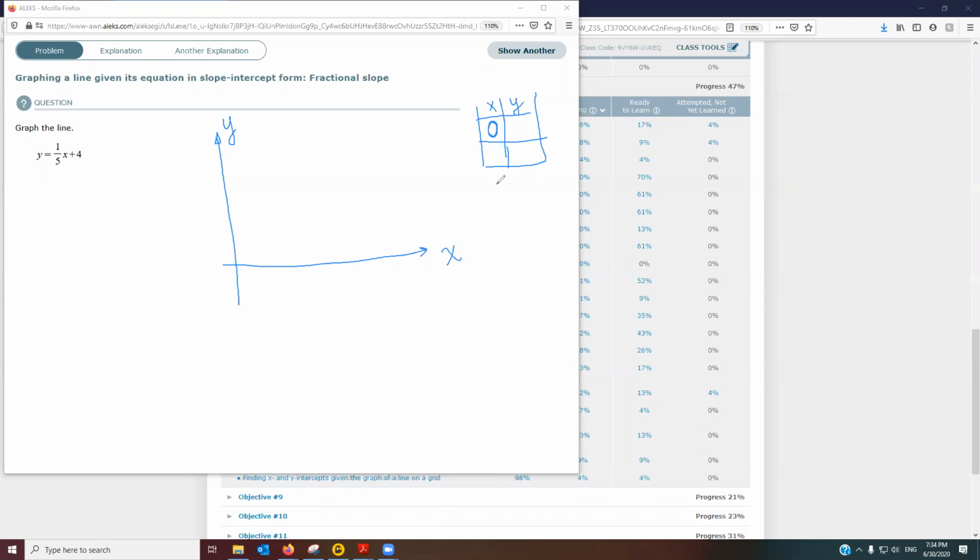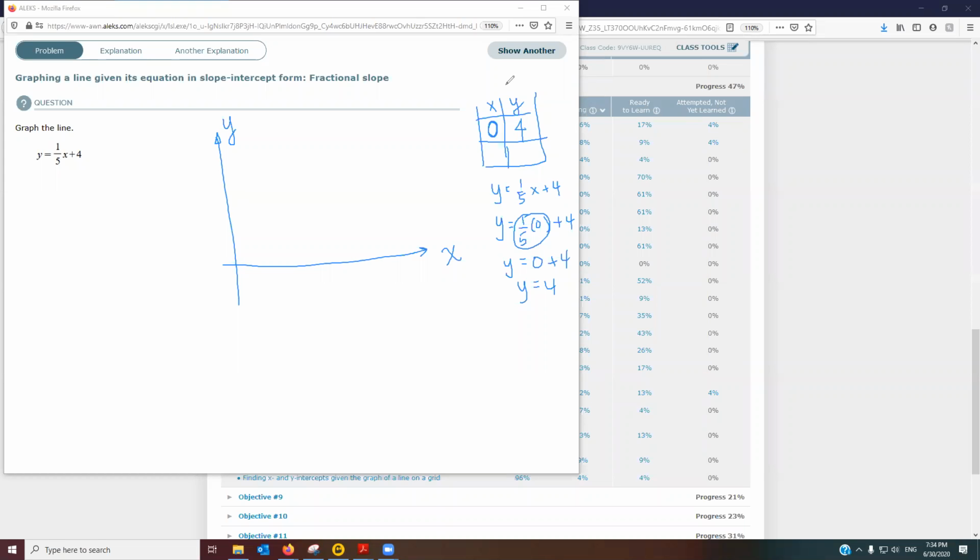So let me go to this equation, which is Y equals 1/5 X plus 4. And I'm going to replace X with 0, because that's the value I just selected. Remember, you don't have to pick 0. You can pick a different value, but I'm picking 0 to make this as easy as possible. 1/5 times 0 is just 0. So that's 0 plus 4. So that's 4. So this Y value is going to be a 4.